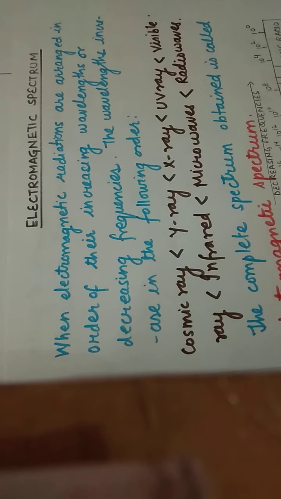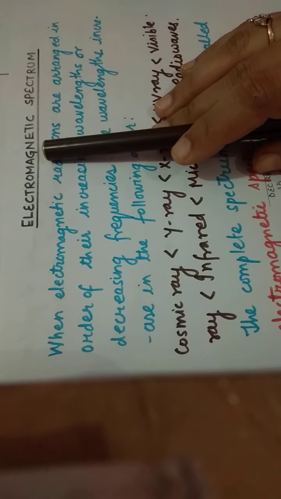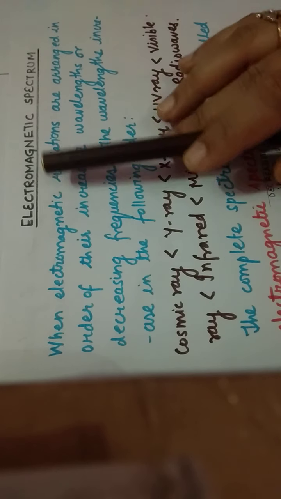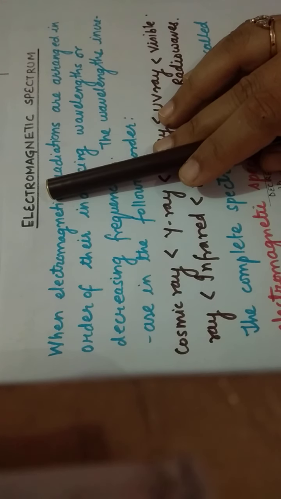Welcome all children. In class 11th, we are doing the second chapter, that is structure of atom. In that, today we'll be covering the topic electromagnetic spectrum. Earlier, children, we have done the wave theory of electromagnetic radiations. We know what is electromagnetic radiation, which is associated with electric and magnetic field.